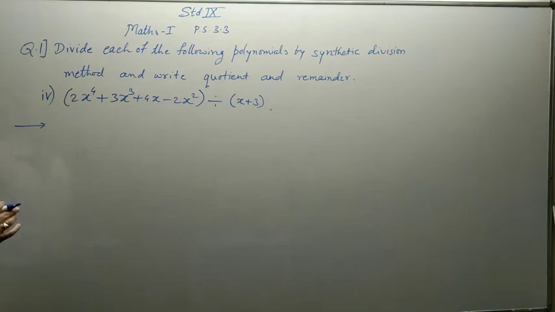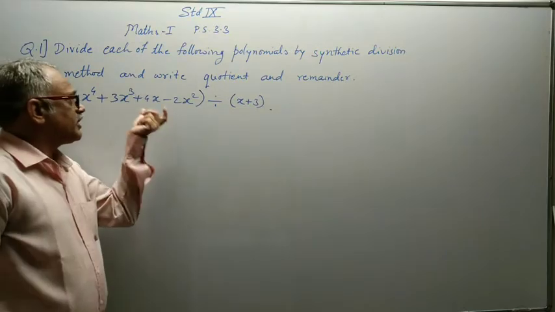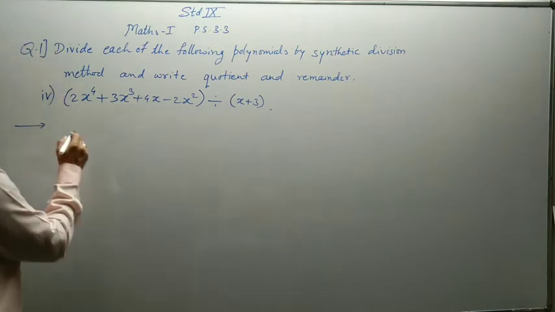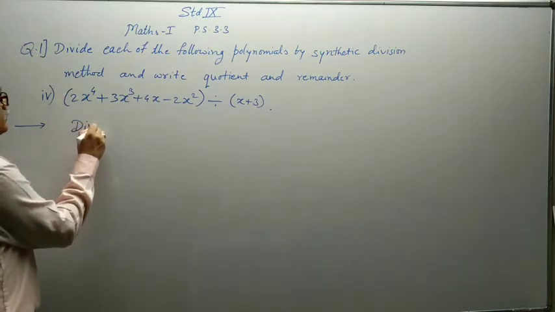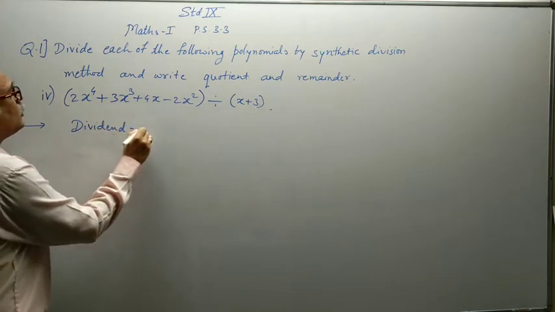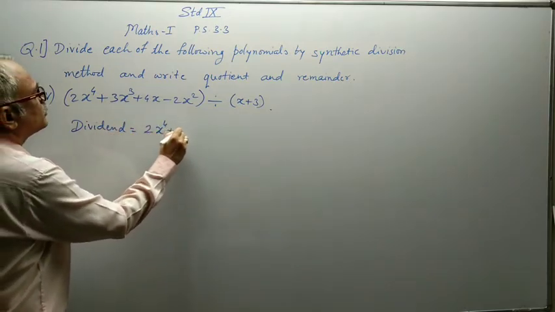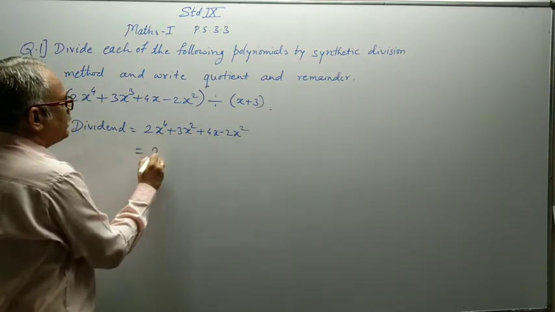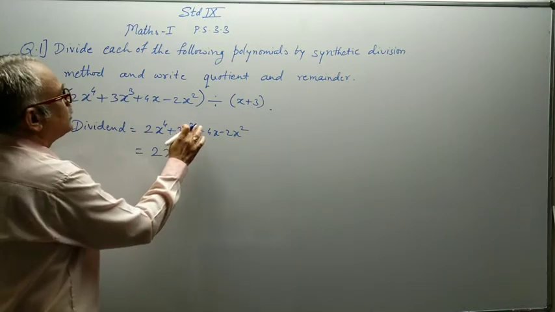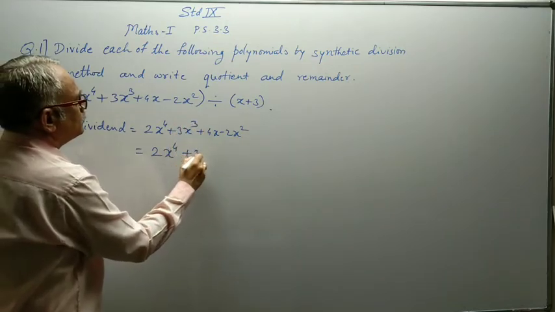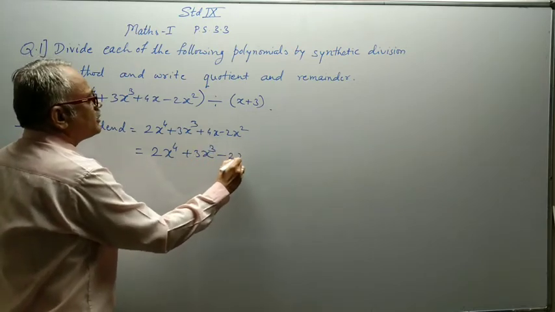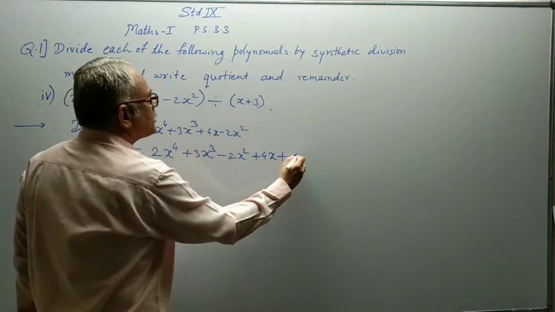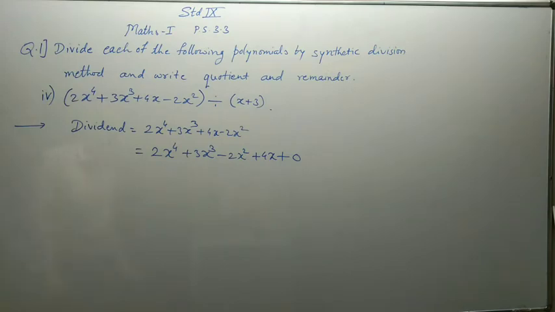Pay attention. Again we have to divide by synthetic division, but here the constant term is absent and the sequence is not proper, so we have to write the dividend properly first. Dividend is equal to 2x raised to 4 plus 3x cube minus 2x square plus 4x. Arrange it neatly: 2x raised to 4 plus 3x cube, then the x square term minus 2x square, then the x term plus 4x, then the constant term must be written to do the synthetic division.